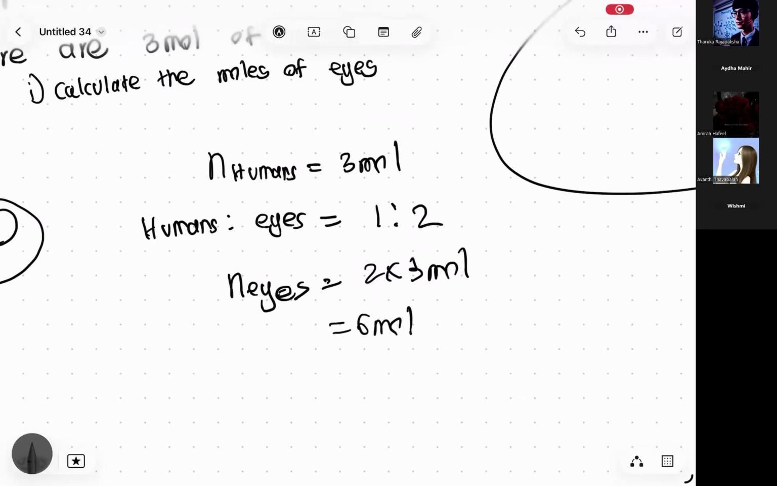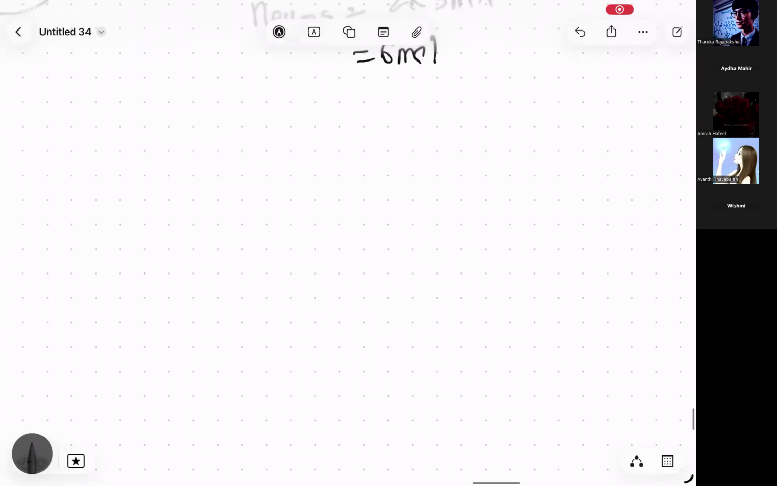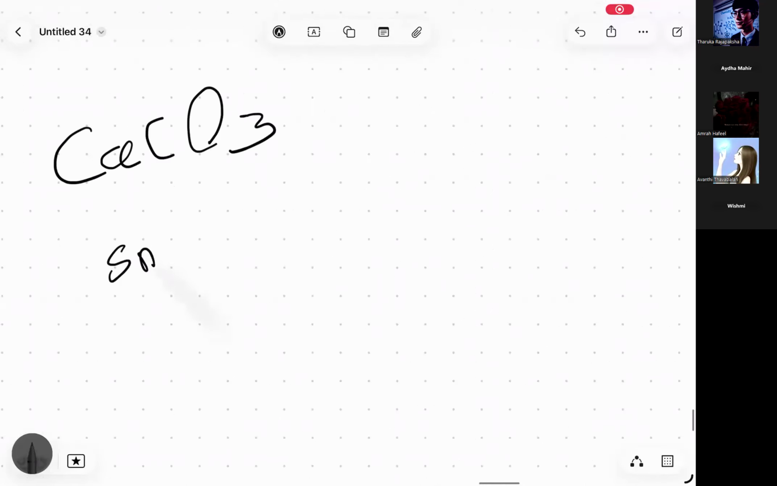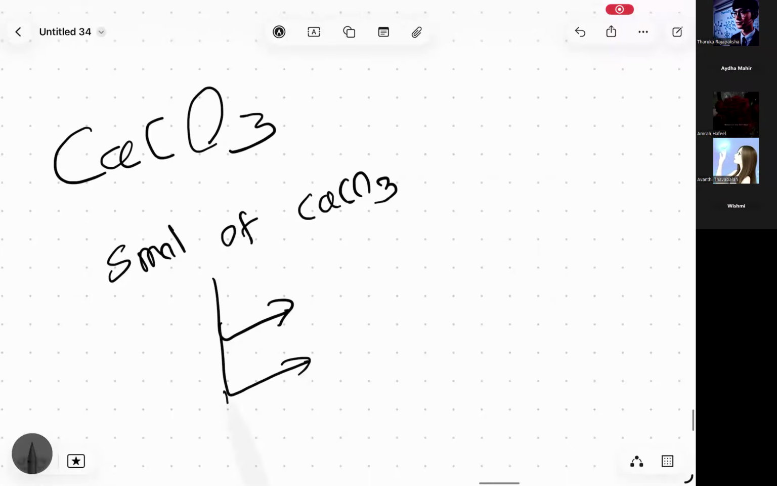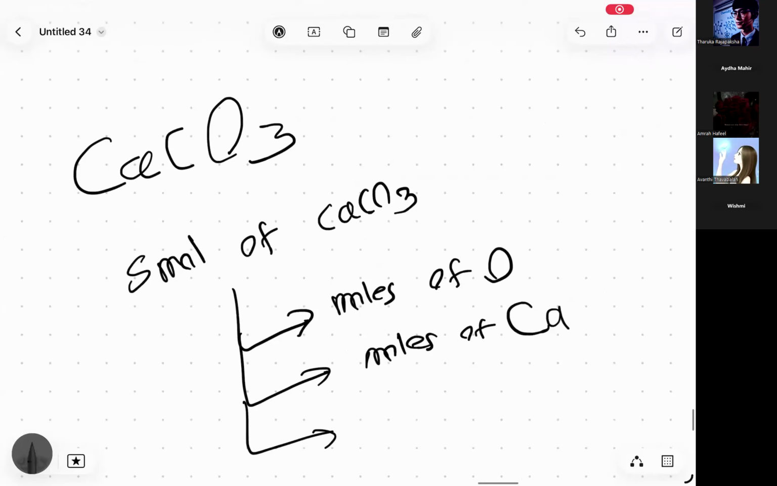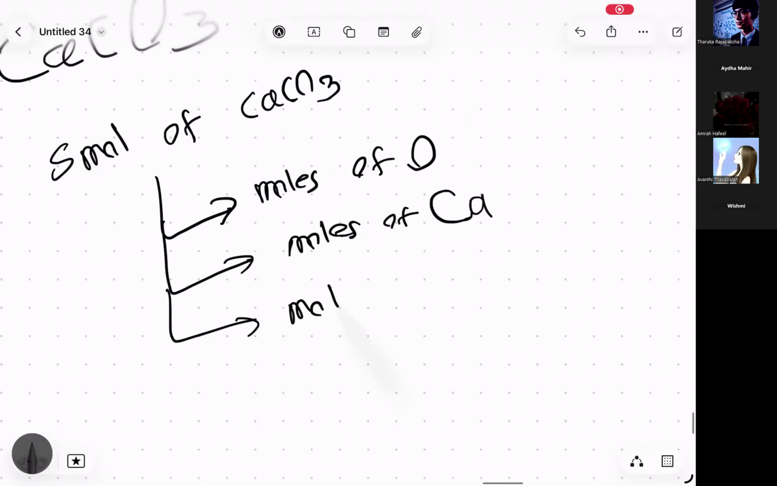That's not what I want to tell you. Not about eyes. Look at this molecule, calcium carbonate. They are going to tell you there are 5 moles of calcium carbonate. Then calculate moles of oxygen, moles of calcium, moles of carbon. How are you going to do it?